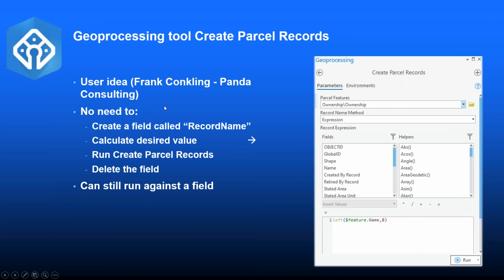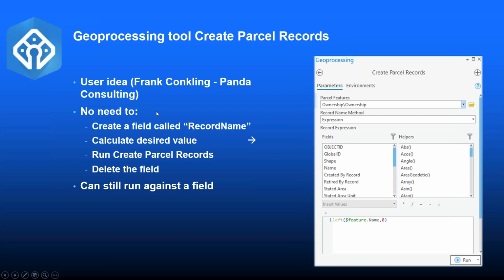Based on an idea, and again, thanks Dan for stressing that point, that Frank Conkling from Panda Consulting submitted about a year ago, I want to say. Frank has been doing a bunch of migrations for customers to Pro, and every time he needed to do that, the way we create records is using a string field called record name. You have to add a field called record name, calculate the values into that field from potentially multiple fields, and then run the tool and then get rid of that field.